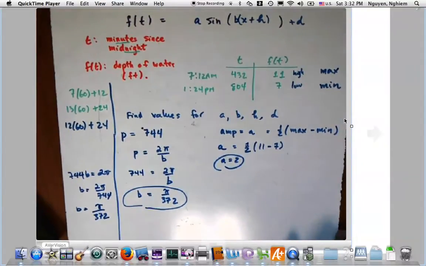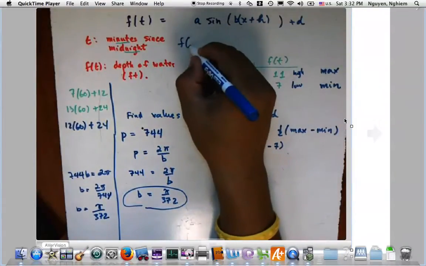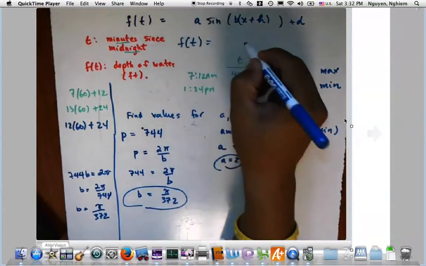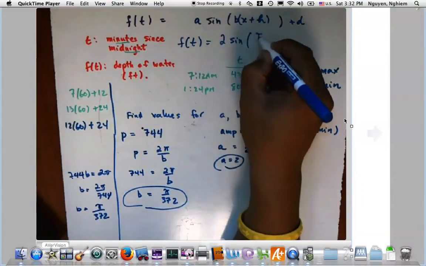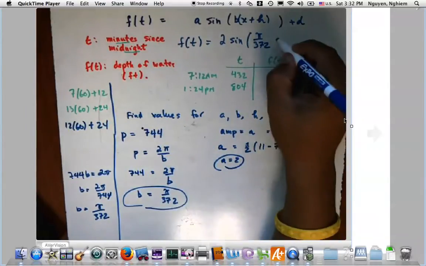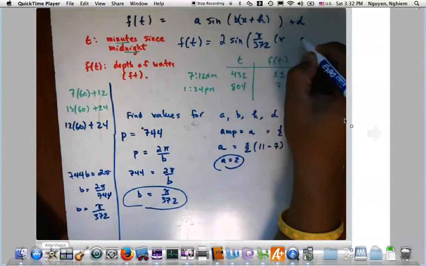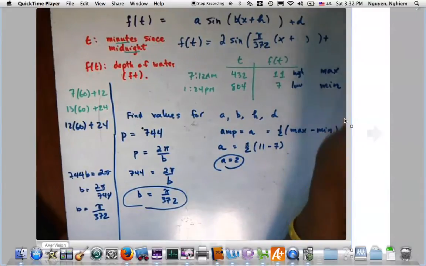So we can slowly update this function now. We can say f of t is equal to 2 times the sine of pi over 372, that's the value of b, times x plus h, plus d. But we don't know what h and d are yet.